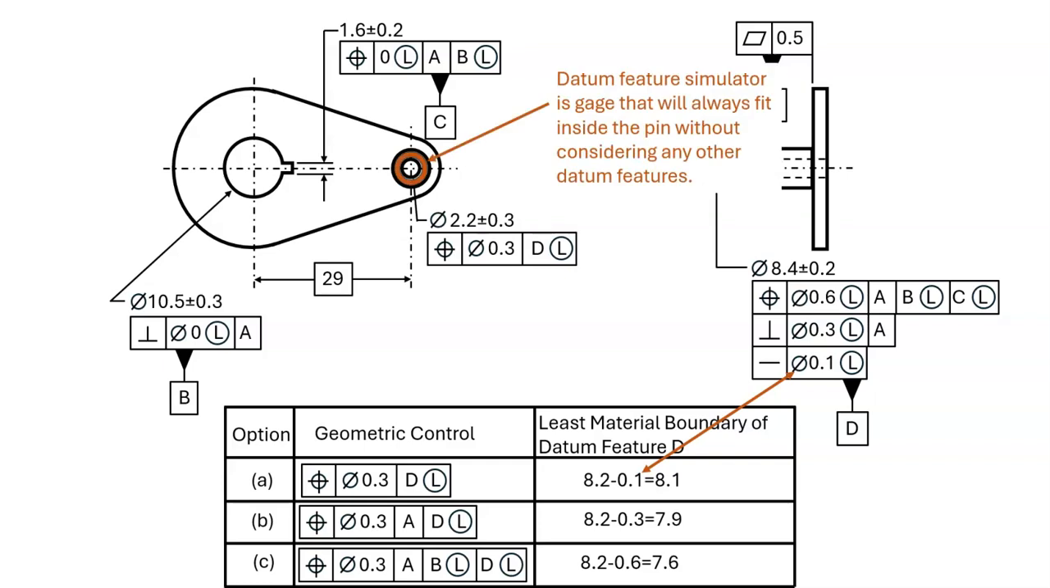We see the datum feature simulator in brown. It's just a ring inside datum feature D. The LMB equals 8.2 minus 0.1 equals 8.1.